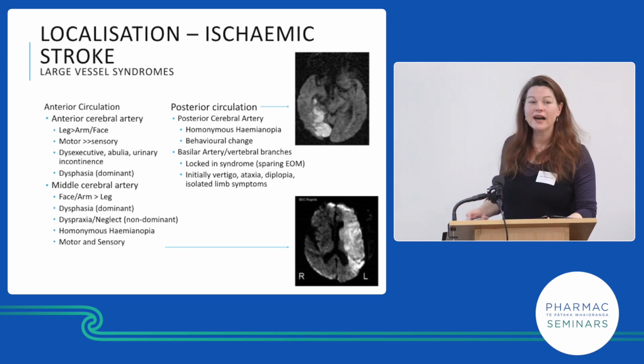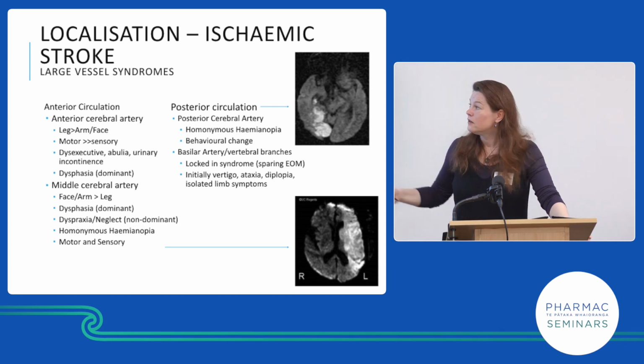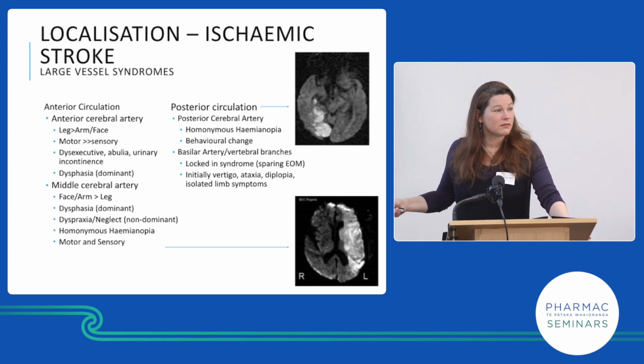If you get an ICA stroke, internal carotid artery stroke, you get all of it, because the internal carotid artery supplies both the MCA and the ACA. Make sense?